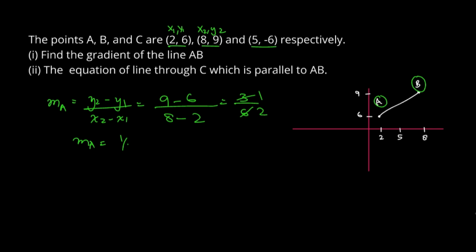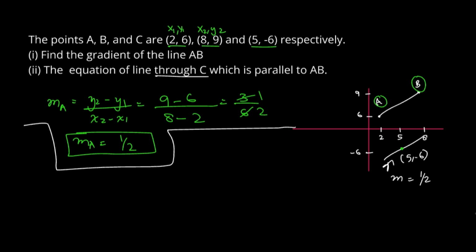So the gradient of line AB equals 1 over 2. Now for part B, find the equation of the line through C which is parallel to AB. So you have a line which passes through point C, which is (5, -6), and this line is parallel to line AB. That means this line will have exactly the same gradient as line AB. So this line will also have the gradient of 1 over 2. Now let's call this line L1. So the equation of L1 will be y equals mx plus c, where m is the gradient and c is the y-intercept.